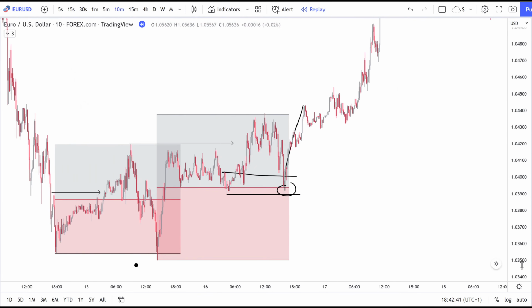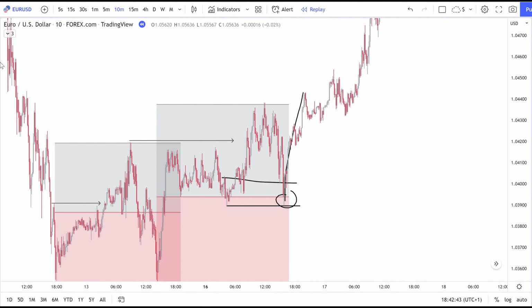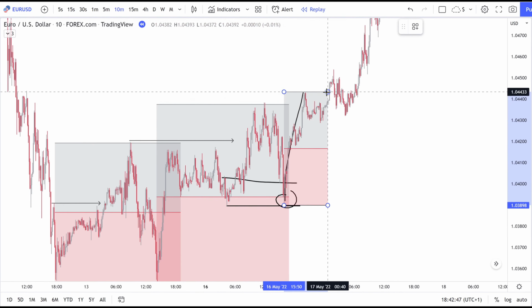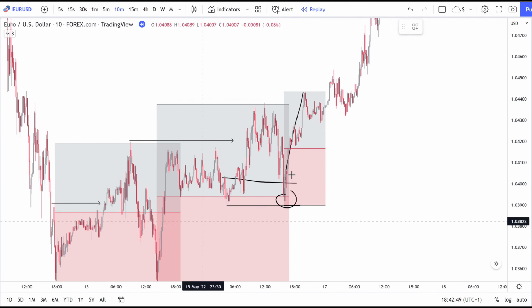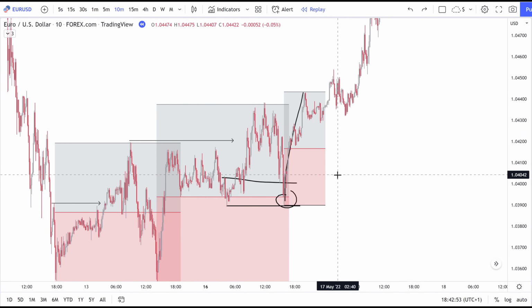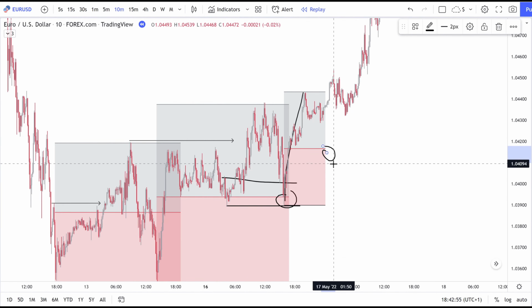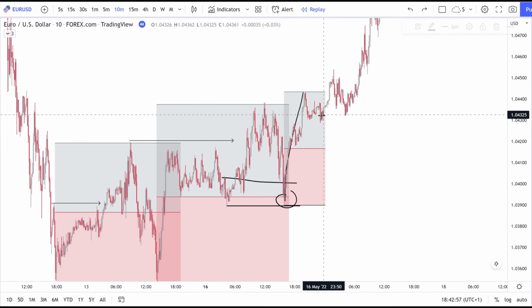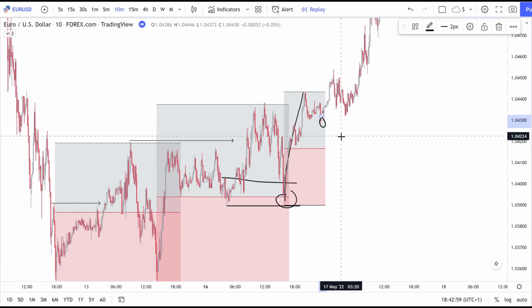Now, this is another lesson that you can take from this. So this low created this high. What we're expecting is a pullback into discount. Now in this instance, it's not a deep pullback. It didn't get into your discount zones. So don't force trying to buy in a premium. Don't force it. Just wait for the next structure.